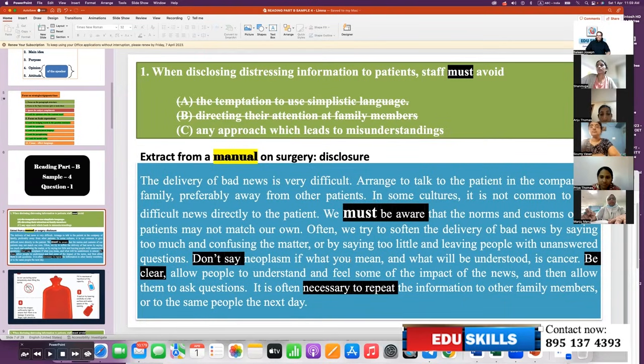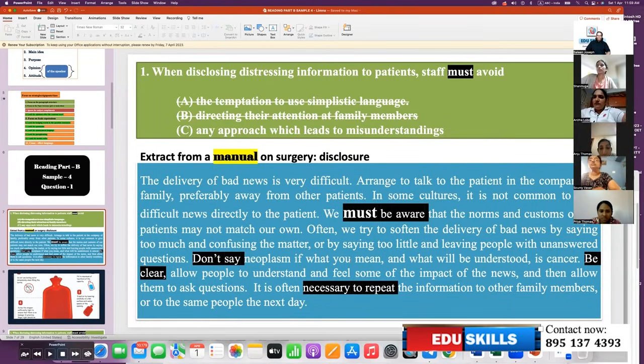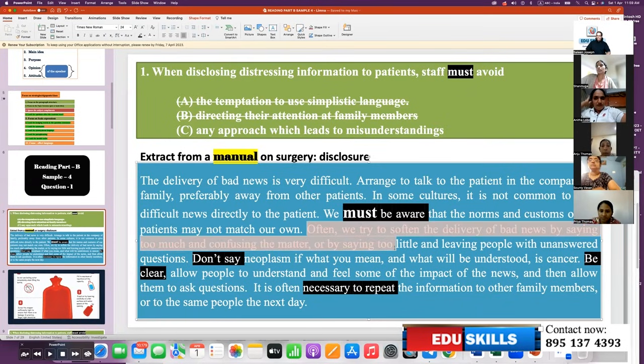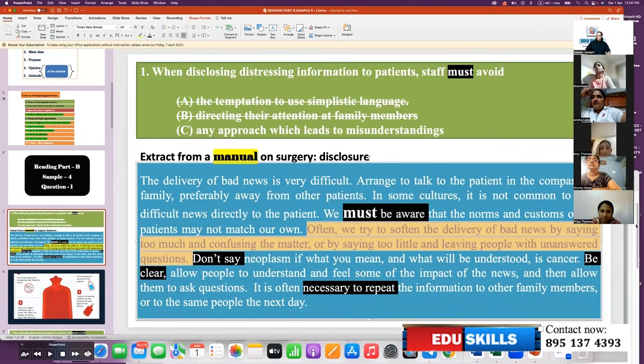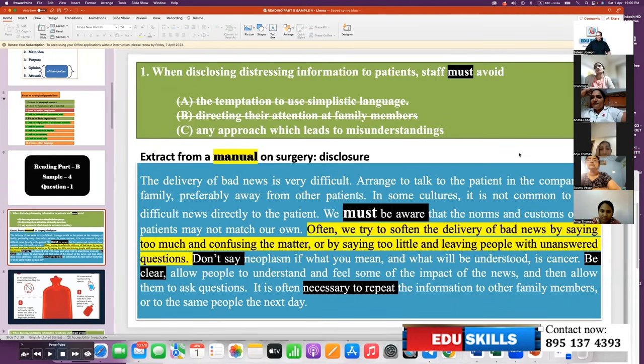We must be aware that the norms and customs of our patients may not match our own. Often we try, actually. This whole next sentence, all these things, this is a paraphrasing. Third option is the paraphrasing of this one. Is that clear? Now it is clear. Yes, father. There was no need to go to the audio text at all.